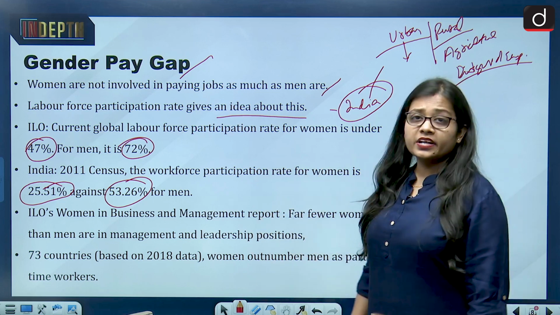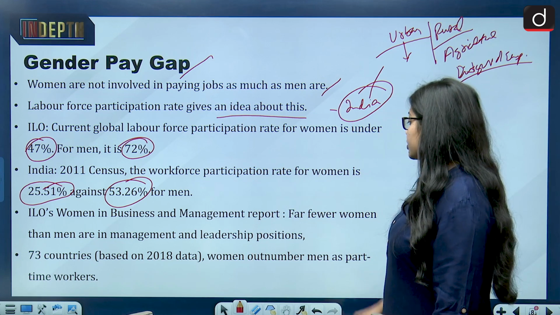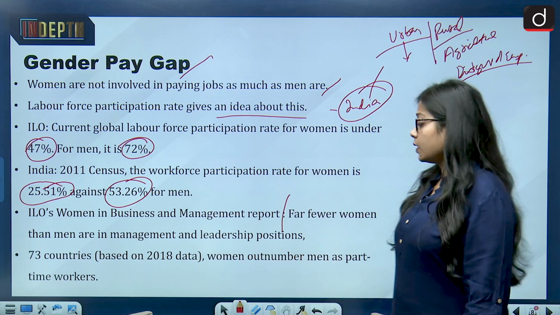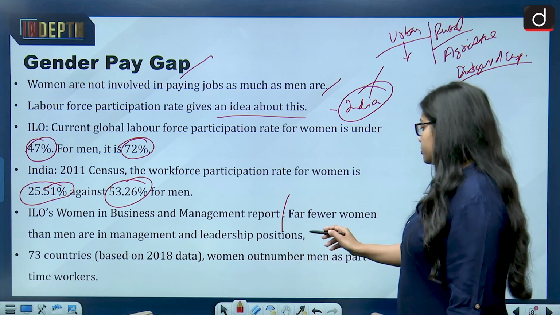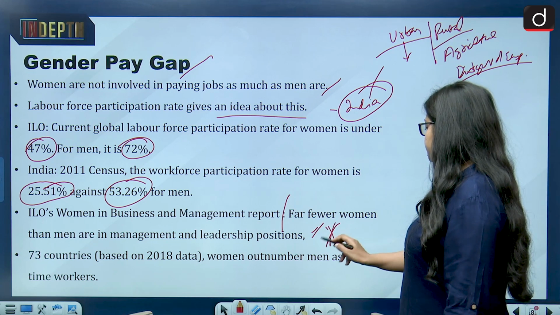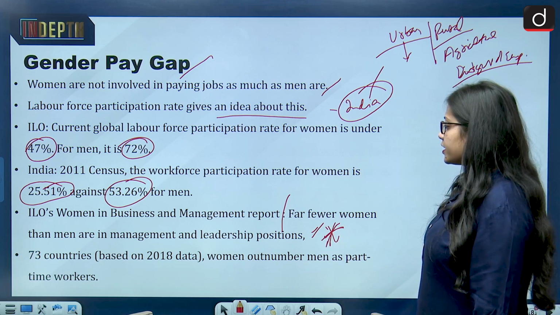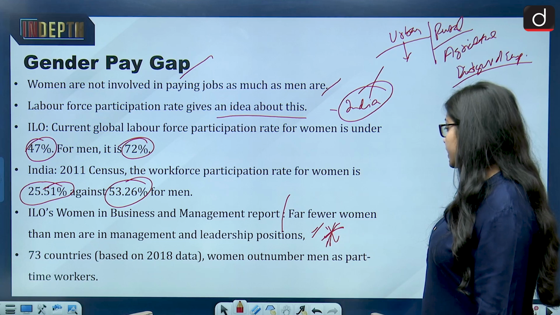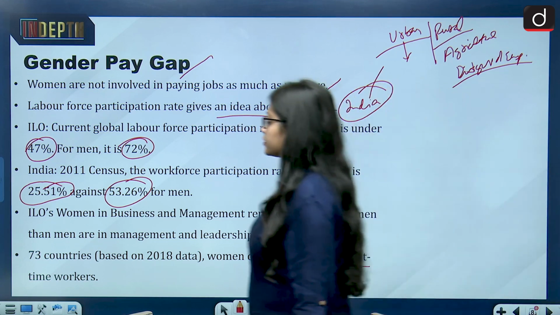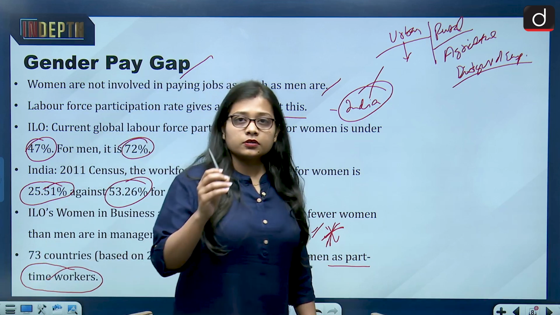Then the International Labour Organization Women in Business and Management report talks about how far fewer women than men are in management and leadership positions. This is a very true fact. And in 73 countries, based on 2018 data, women outnumber men as part-time workers. Now this is an important point where you can focus.